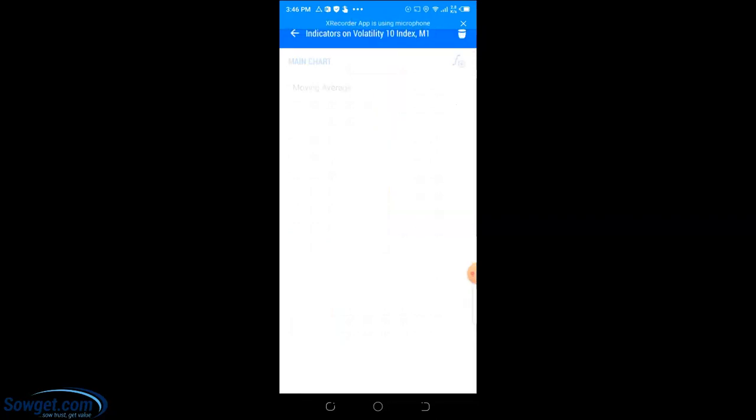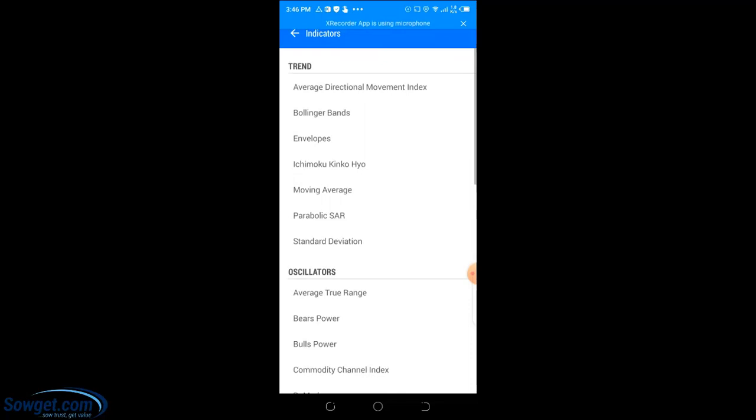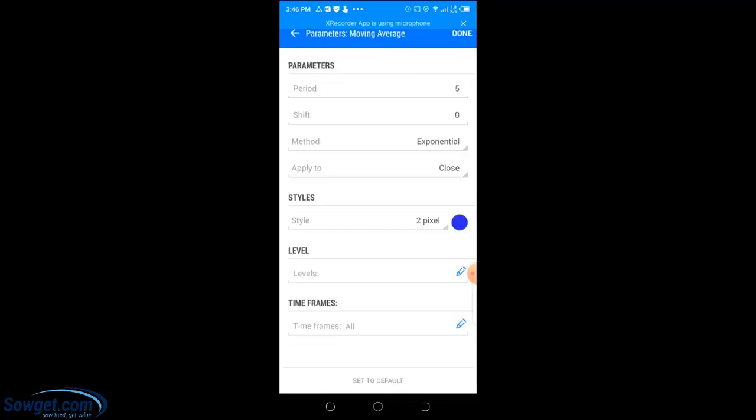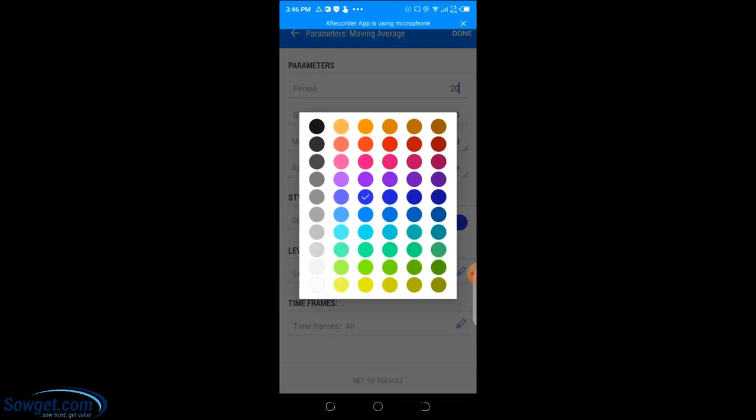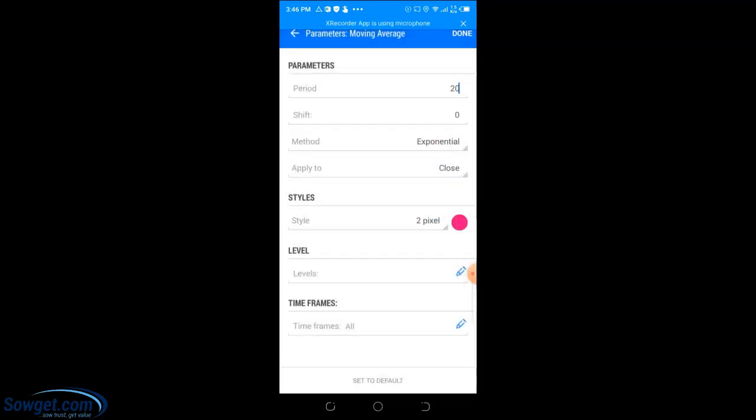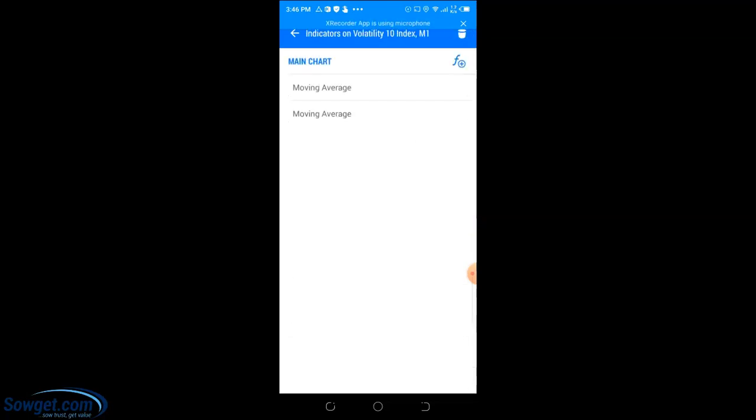So you come back to your indicator list, and you're going to install another indicator, which is the same moving average, but this time the period should be 20. All right, then you can change the color to red. Let's take red. The method is exponential, remember. Once you are done with that, just click on done.